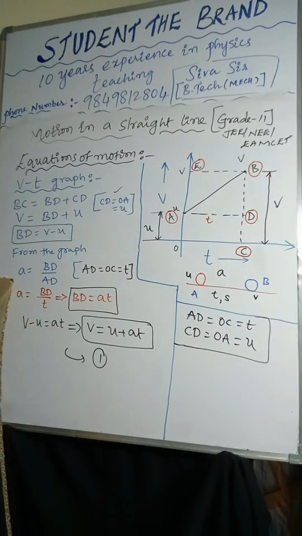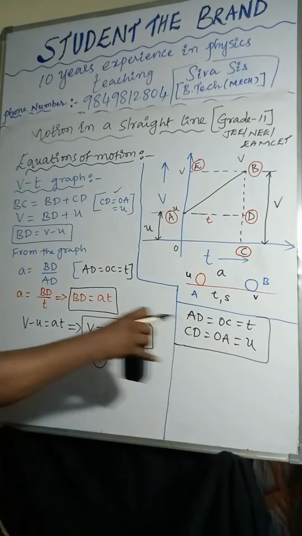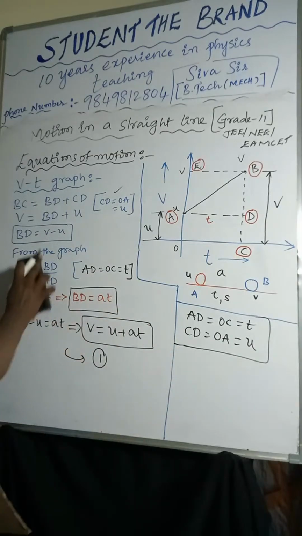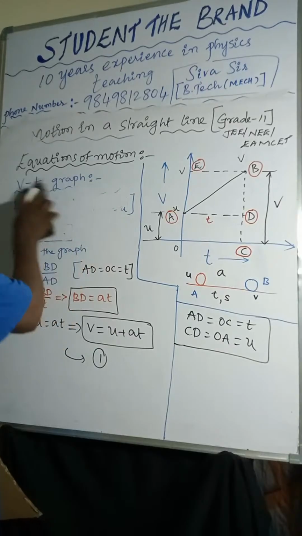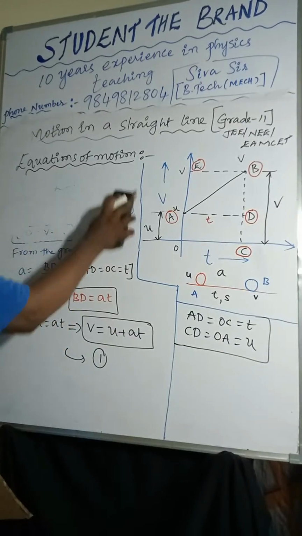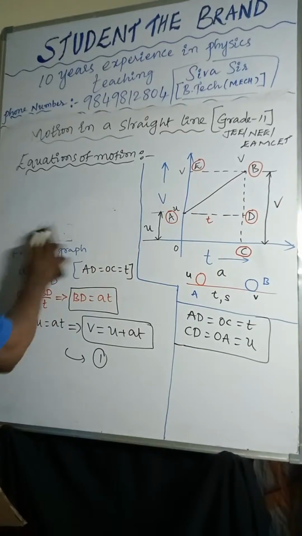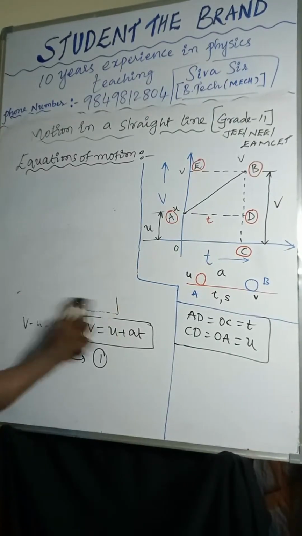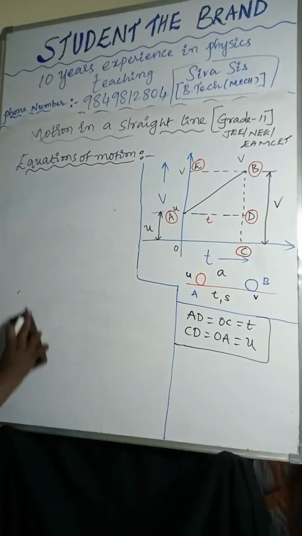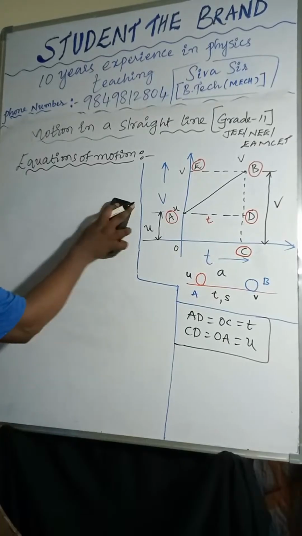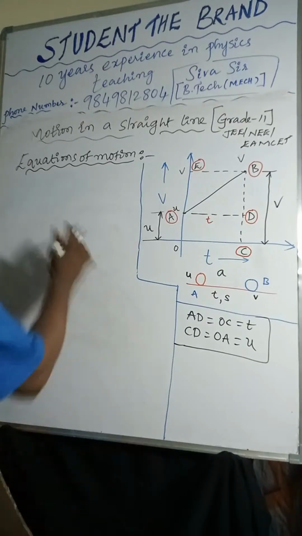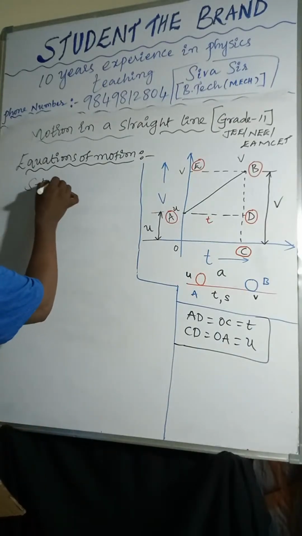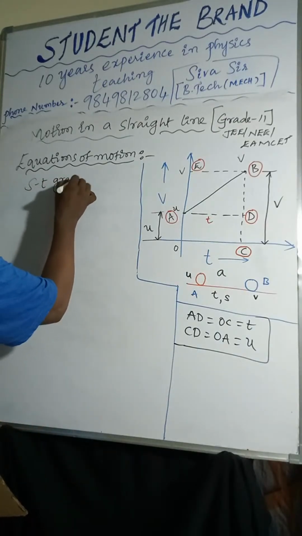Yes or no? Next we go to one more condition, the position and time graph. Very, very important. I am writing very neatly, so make sure that you are following this. Next, position and time. Here S is displacement, that is the position we are taking, so if you consider the position and time graph.